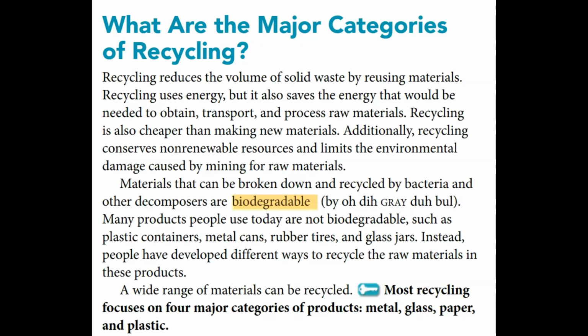Materials that can be broken down and recycled by bacteria and other decomposers are biodegradable. Many products people use today are not biodegradable, such as plastic containers, metal cans, rubber tires, and glass jars. Instead, people have developed different ways to recycle the raw materials in these products. A wide range of materials can be recycled. Most recycling focuses on 4 major categories of products: metal, glass, paper, and plastic.